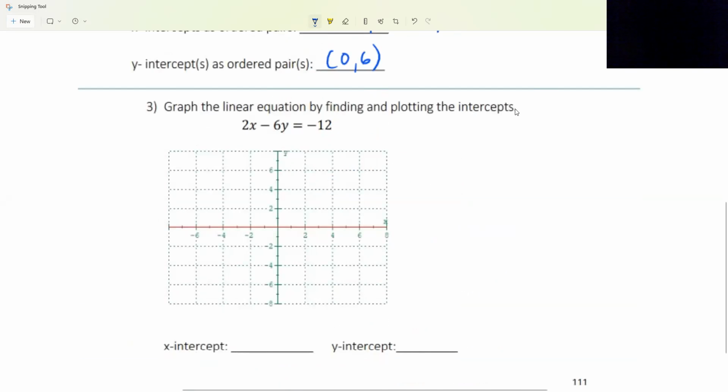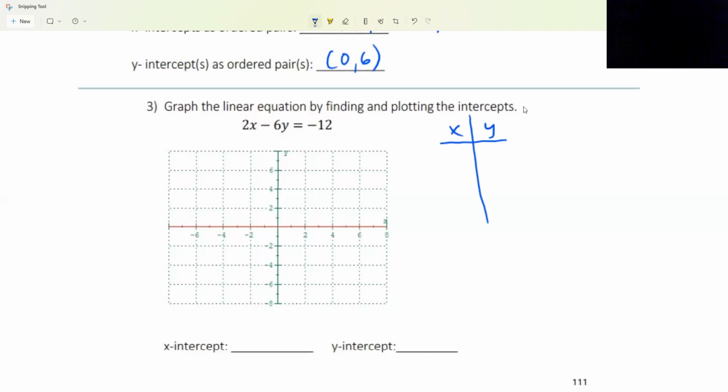All right, so they want you to graph this linear equation by finding and plotting the intercepts. The easiest way to do this is you can make a little table if you want to. Here's x, here's y. For the y-intercept, you know x is 0. And for the x-intercept, you know y is 0. You could also do it down here.